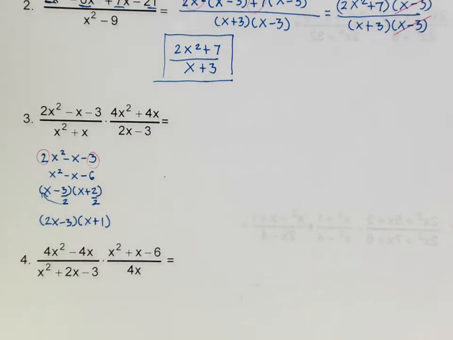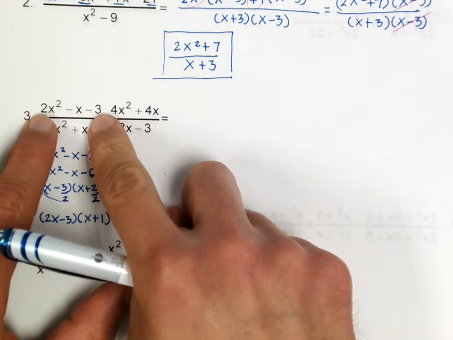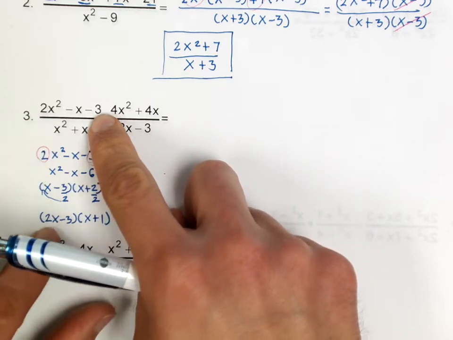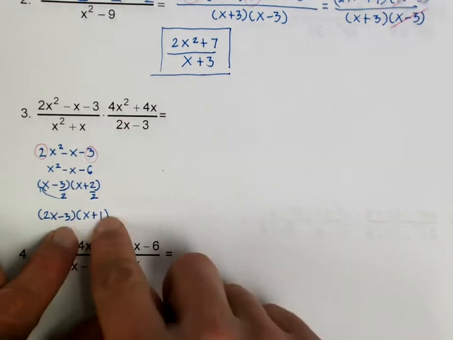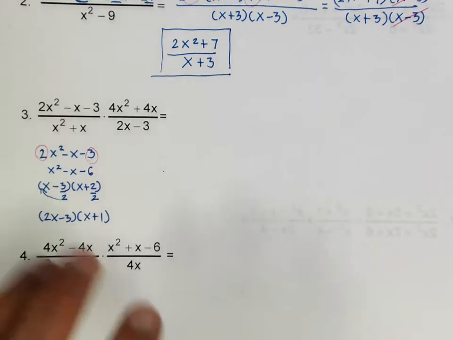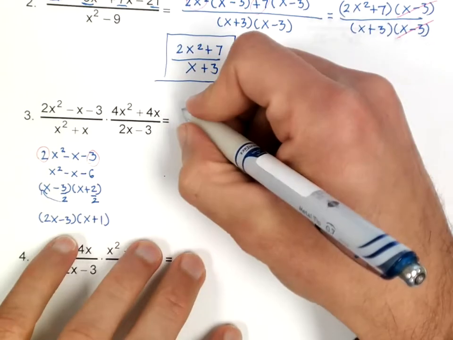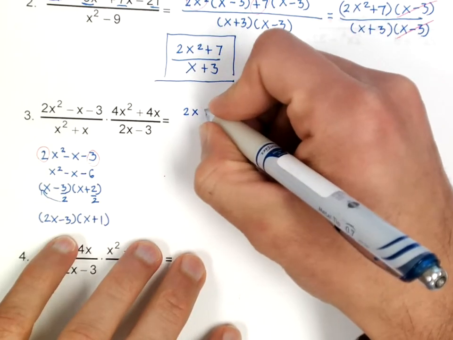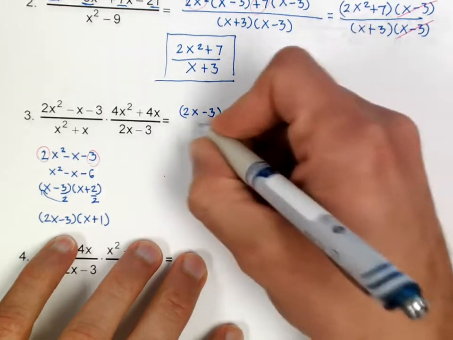Obviously, these factors are small enough that I could probably guess and check. Factors of 2 are 2x and x, factors of 3 are 3 and 1. So you just have to decide where the 3 goes and where the 1 goes. You can do it that way too. You have a couple of these on your notes that you're going to have to do, but I'm not going to spend a whole lot of time on them. So this one then becomes 2x minus 3, x plus 1. That's that for this part.